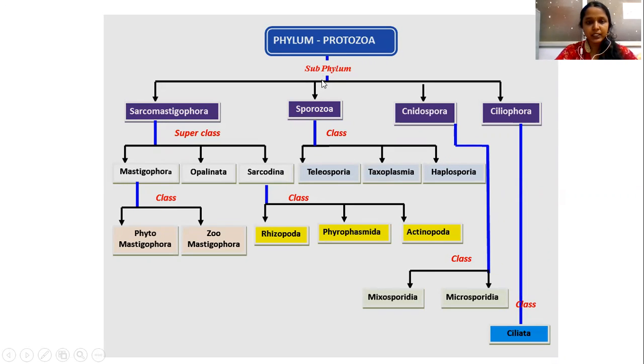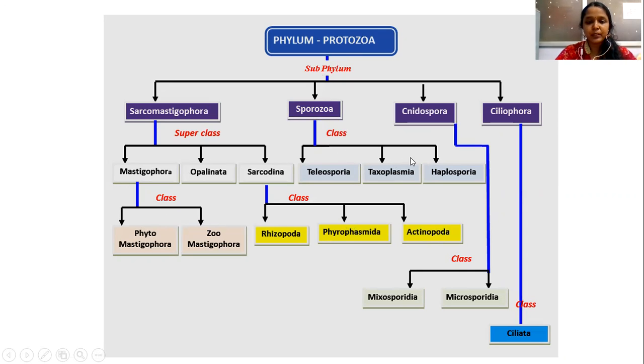The phylum Protozoa is subdivided into the subphyla Sarcomastigophora, Sporozoa, Nidospora, and Ciliophora. The Sarcomastigophora is divided into three superclasses: Mastigophora, Opalinata, and Sarcodina. Among the Mastigophorans, there are Phytomastigophorans and Zoomastigophorans. Sarcodines are divided into Rhizopodea, Piroplasmea, and Actinopodea.